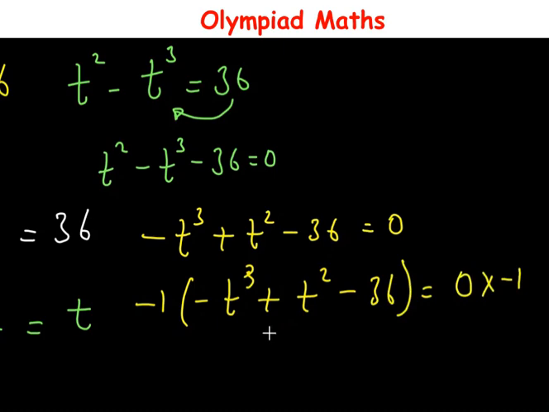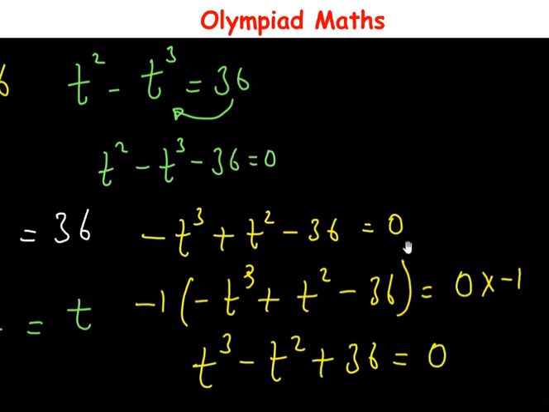And the reason why we're multiplying both sides by minus 1 is to remove minus from t raised to power 3. Now, minus 1 times minus t raised to power 3 is t raised to power 3. Minus 1 times plus t raised to power 2 is minus t raised to power 2. Minus 1 times minus 36 will give us plus 36 equals 0 times minus 1 is 0.